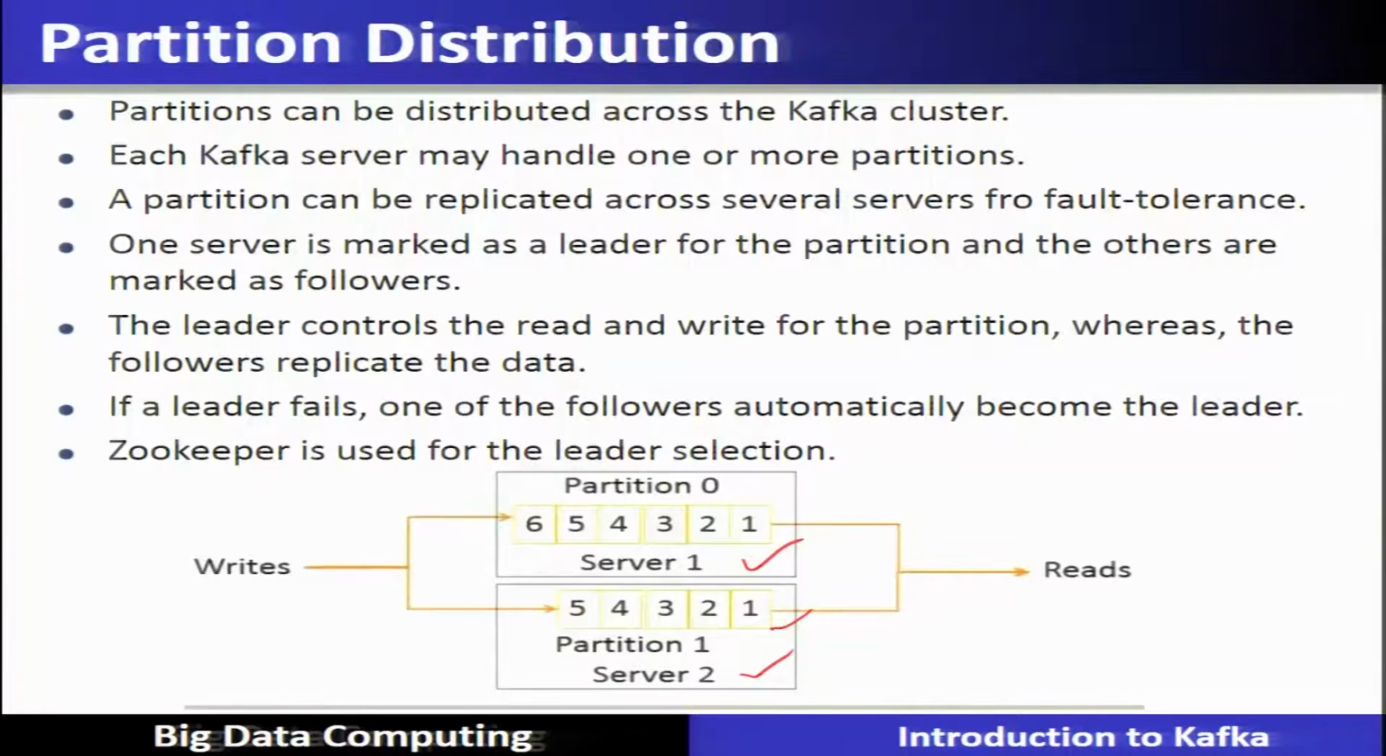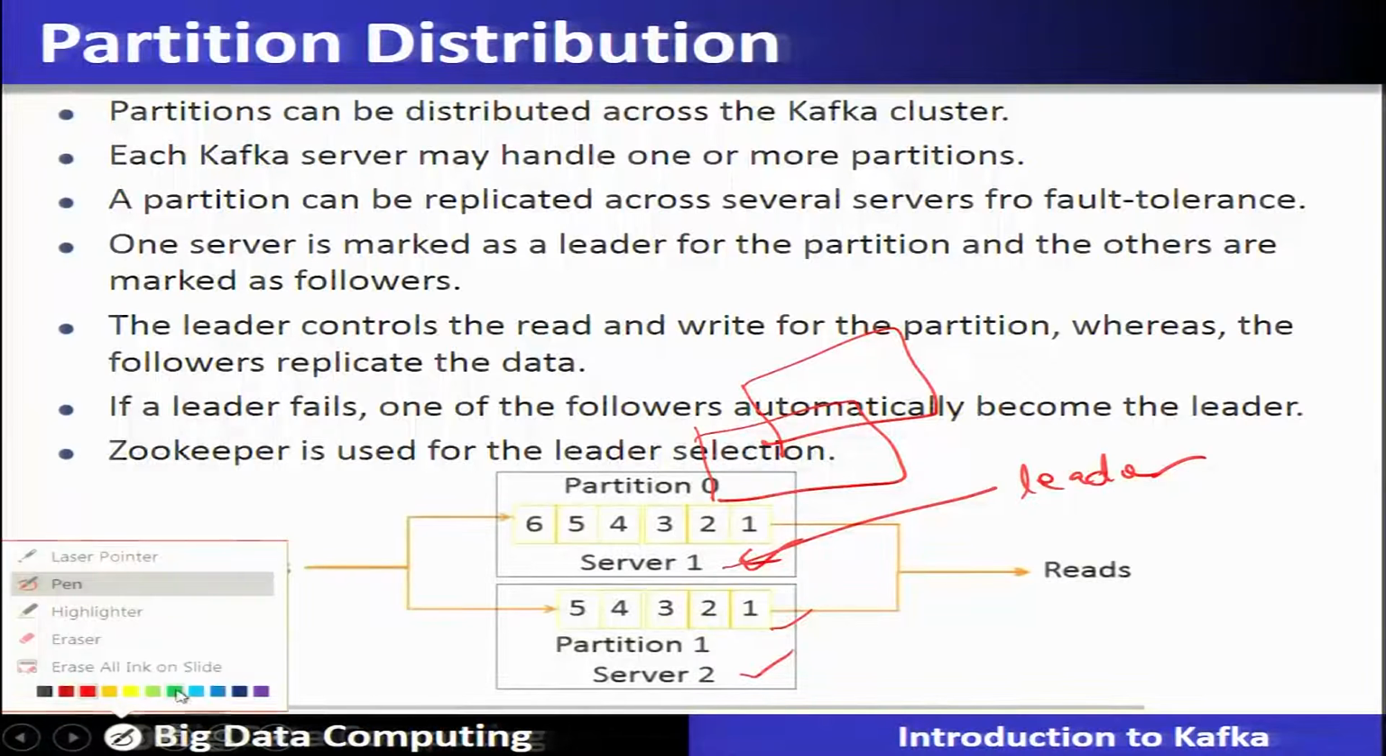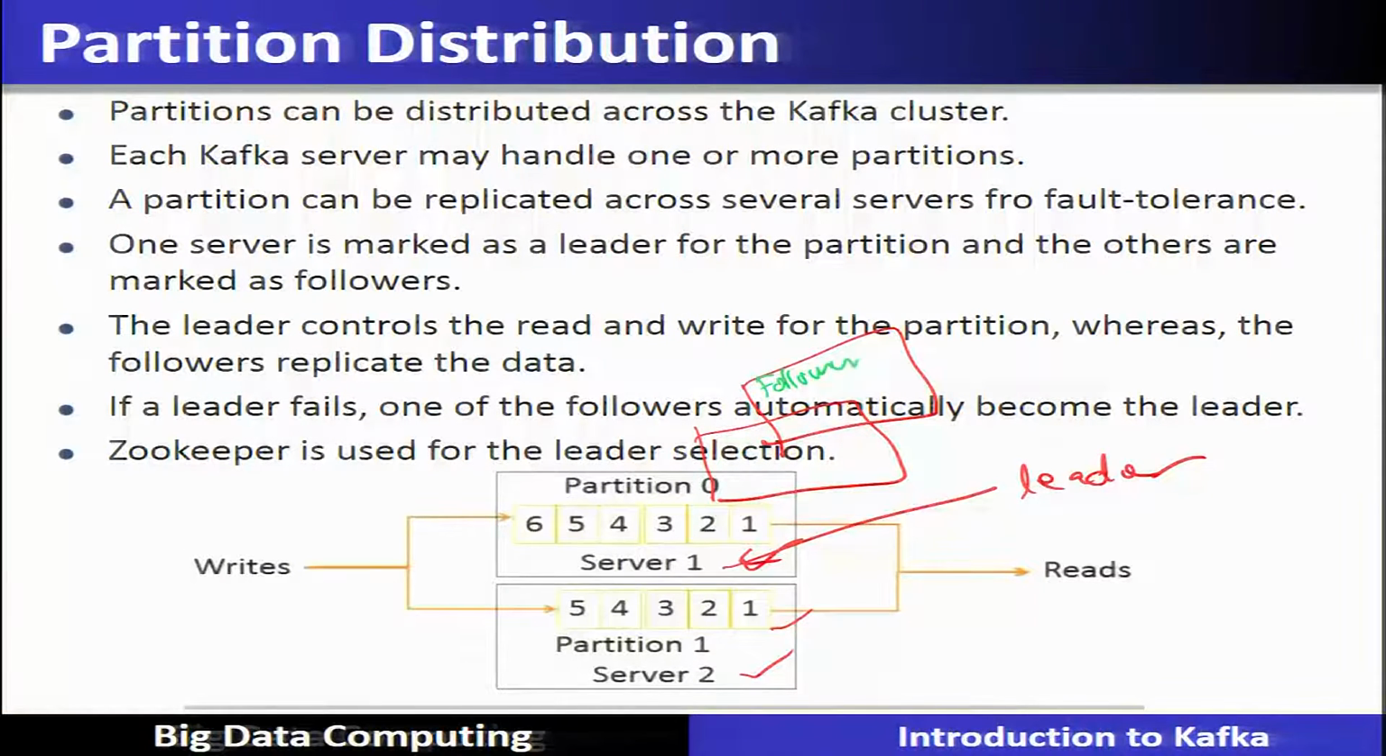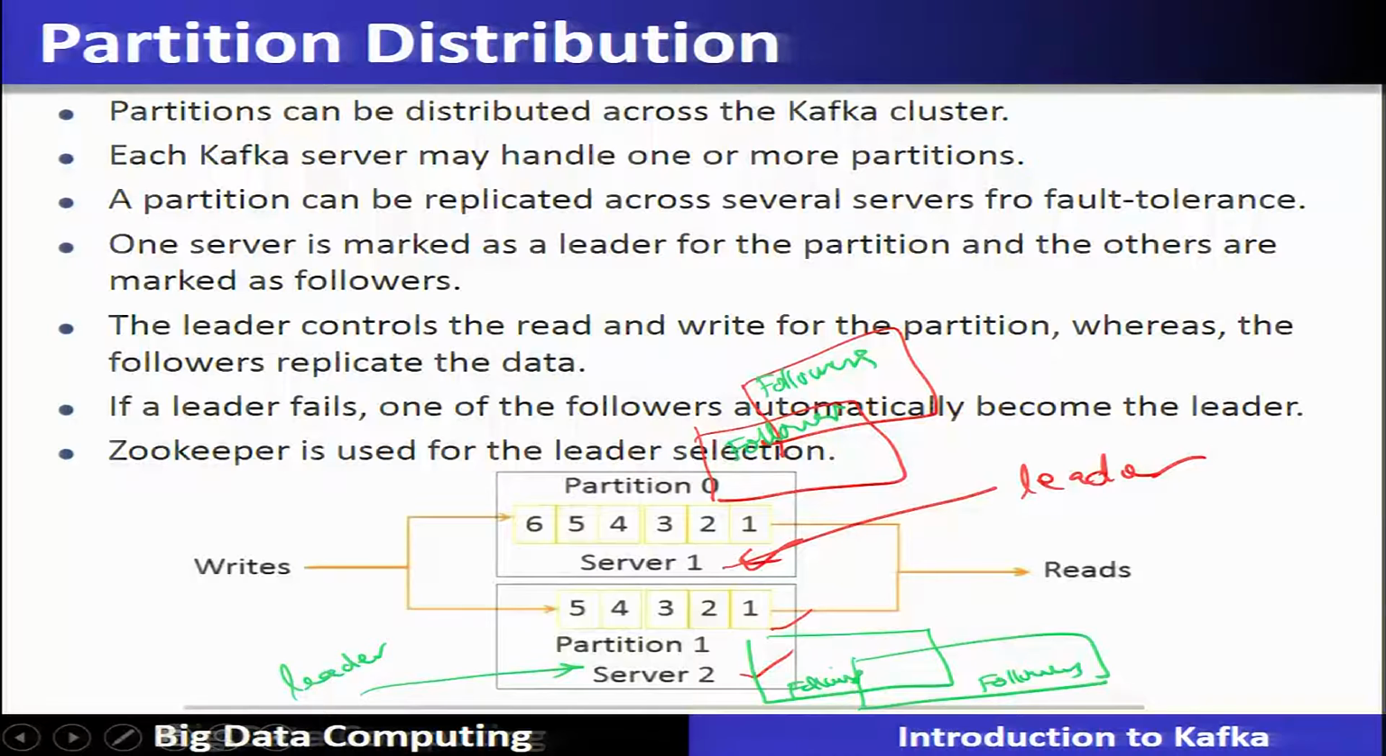Here, this server is the leader, and the same partitions are replicated in the other servers, which are called followers. Similarly, this particular server is the leader, and the same partition is replicated on other servers, which are called followers. This leader election across different followers is done by Zookeeper. This is called partition distribution.